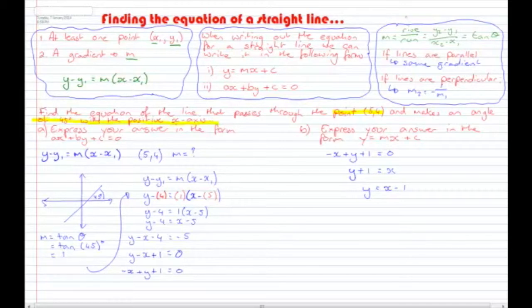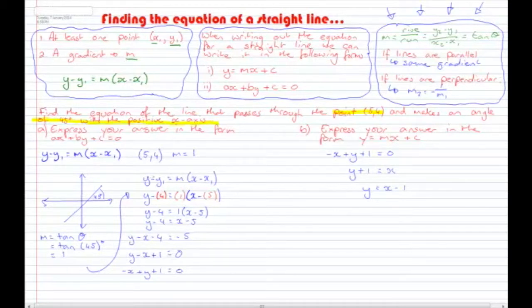Coming up to the formula up here, that will help us with finding m. m is equal to tan theta, where I'm using degrees. So m is equal to tan 45 degrees, and tan of 45 is equal to 1. So therefore m is no longer a question mark, m is in fact equal to 1.